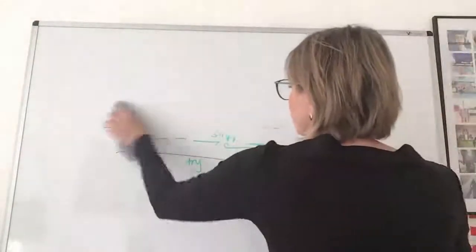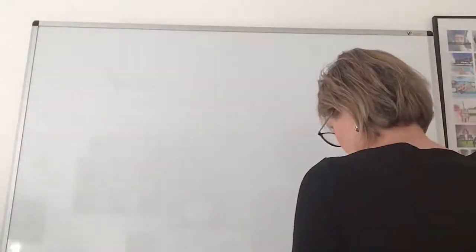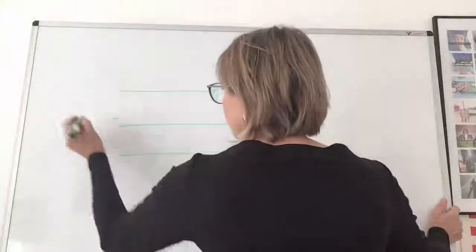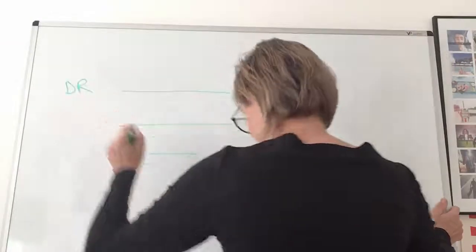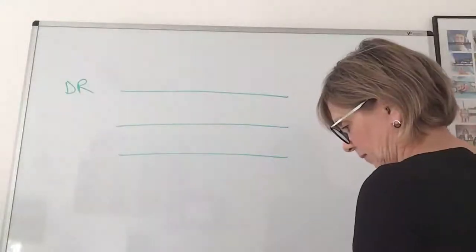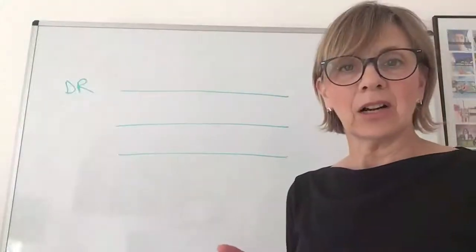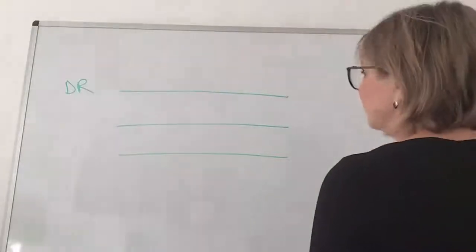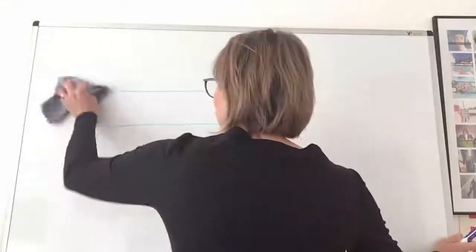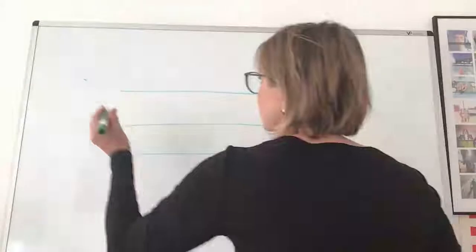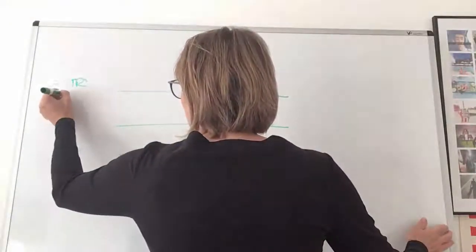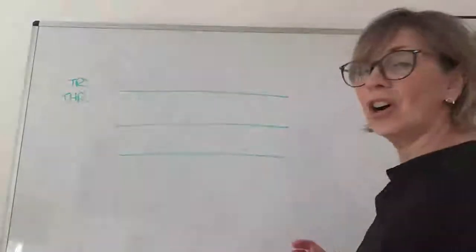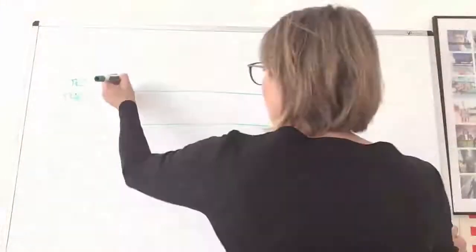Okay, and you can do the same thing for DR. Put some lines in, mix up the colours a bit. Oh, just one more thing about the TR. It can also be THR. So let's do that first. So TR can also be THR.